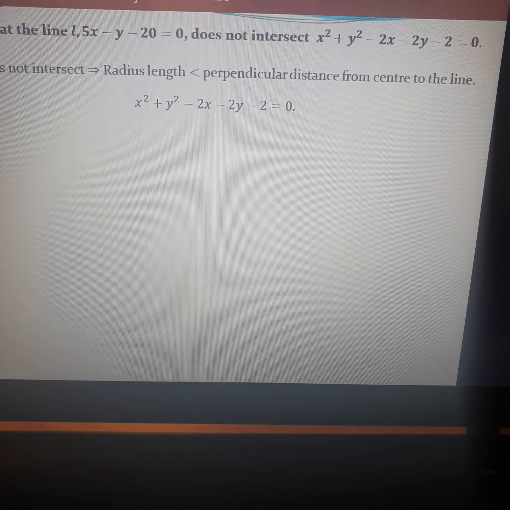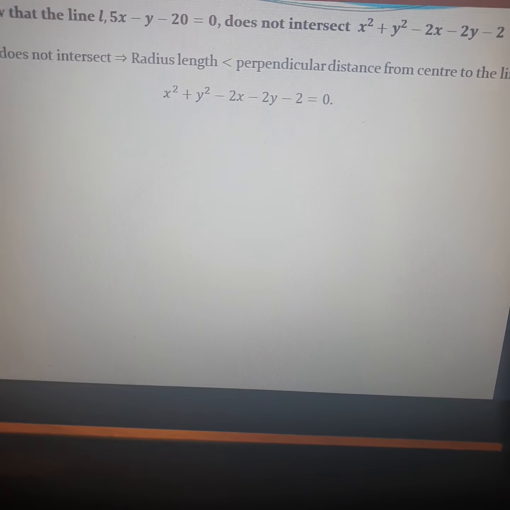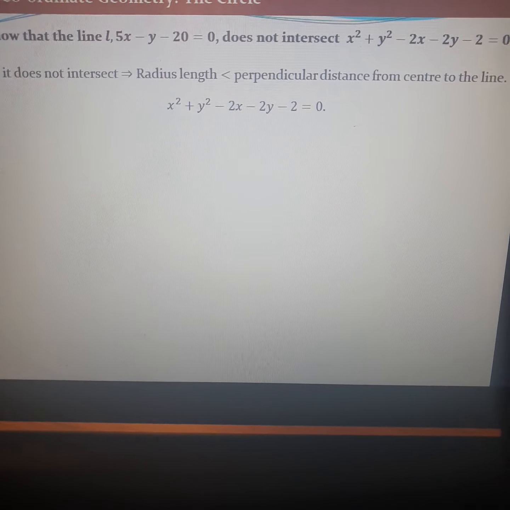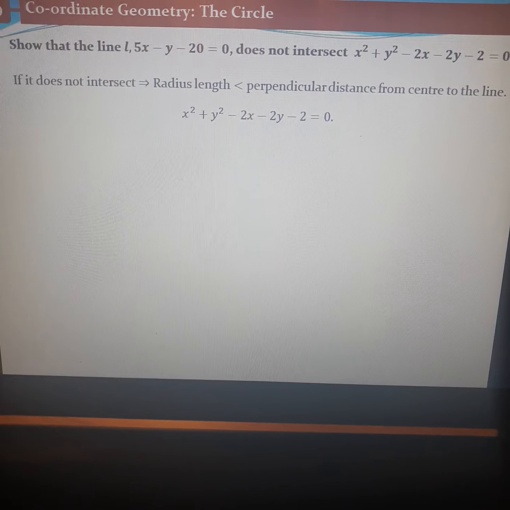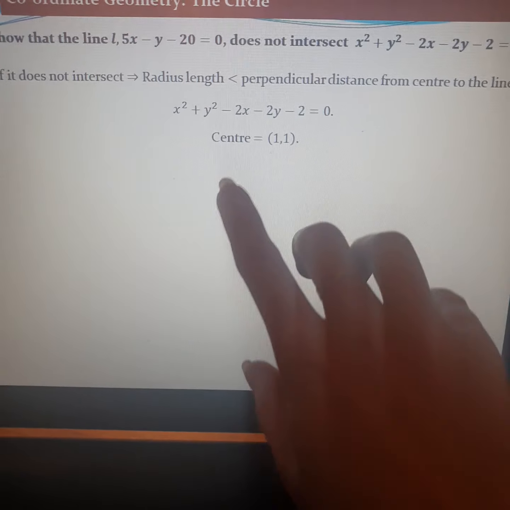So let's put down our equation. First of all, it's in second degree form here. So it's x squared plus y squared minus 2x minus 2y minus 2 is equal to 0. Let's work out both the centre and the radius. So centre is 1, 1. You know how to work that out at this stage.